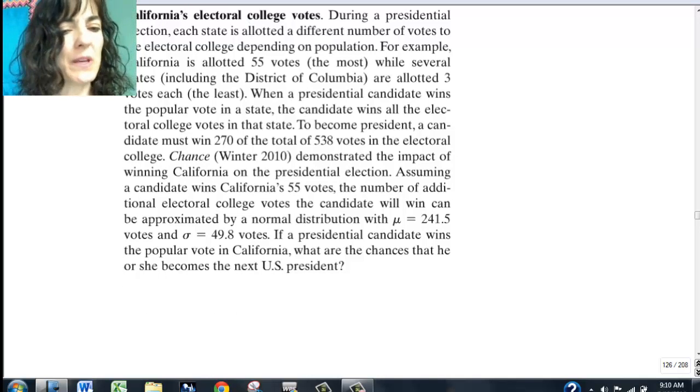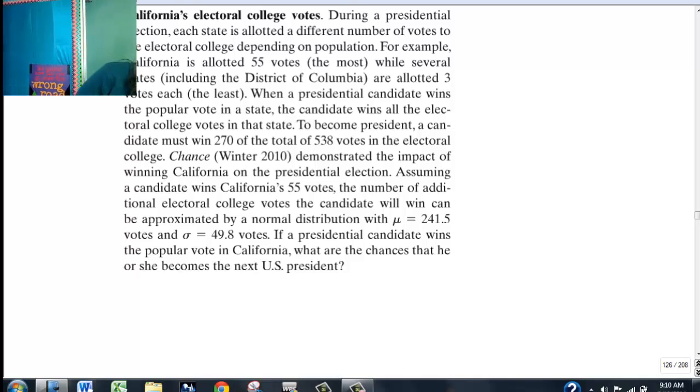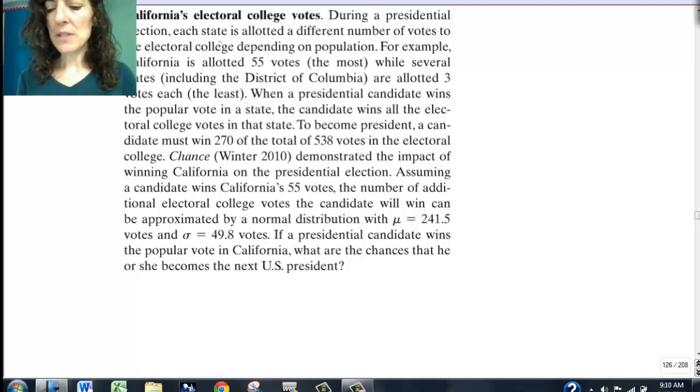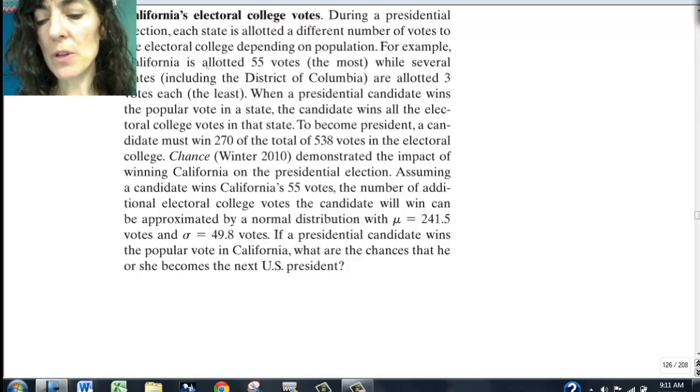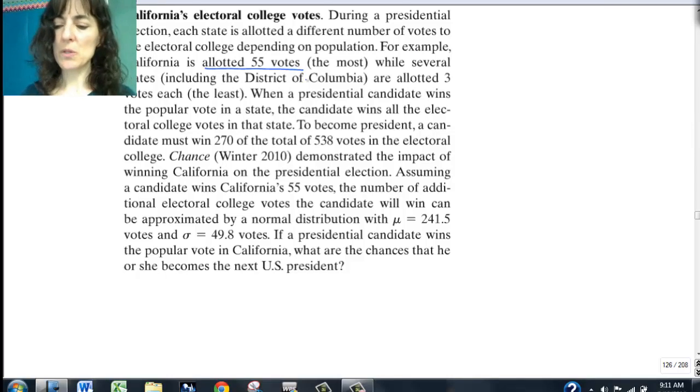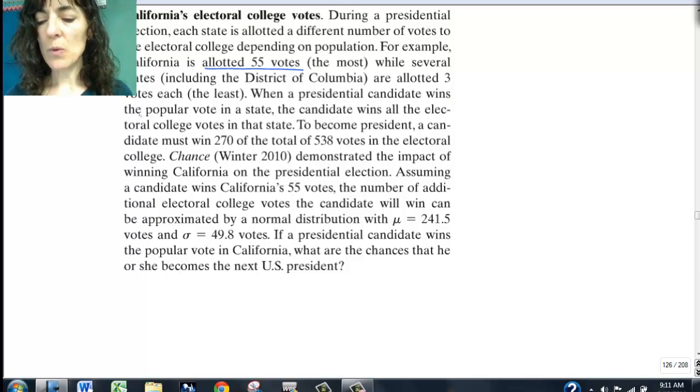So this is about the Electoral College. During a presidential election, each state is allotted a different number of votes to the Electoral College depending on the population. For example, California is allotted 55 votes, the most, while several states, including the District of Columbia, are allotted 3 votes each, which is the least. When a presidential candidate wins the popular vote in a state, the candidate wins all the Electoral College votes in that state. To become president, a candidate must win 270 of the total 538 votes in the Electoral College.